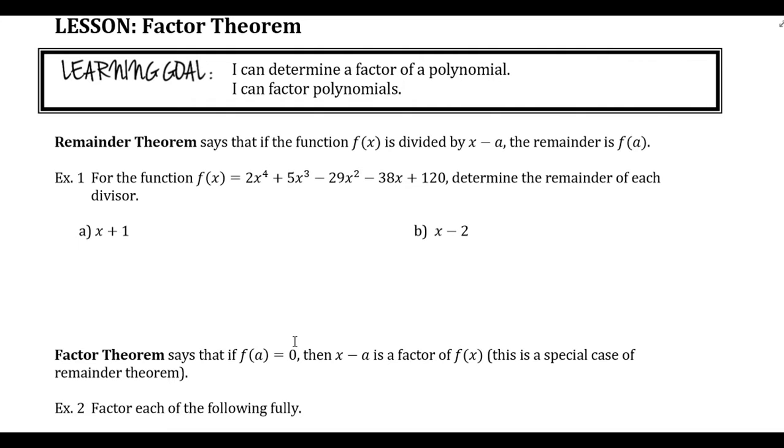The remainder theorem just says that if the function f of x is divided by x minus a, so that could be x minus 2, or it could be x plus 2, and then a is negative 2, the remainder is f at a. So what does that look like? Okay, let's take a look.